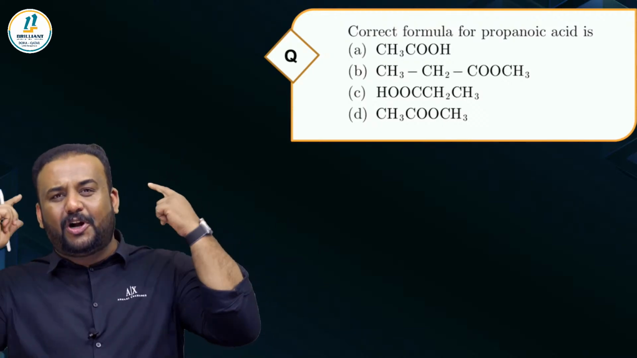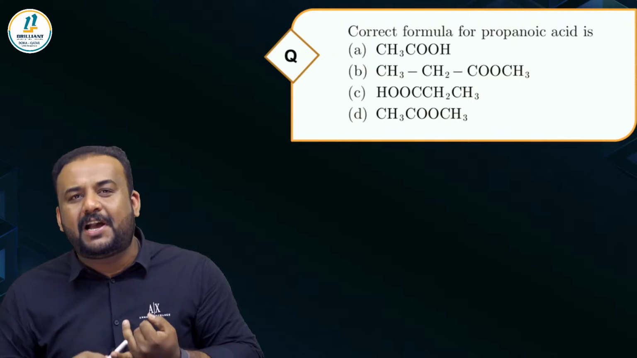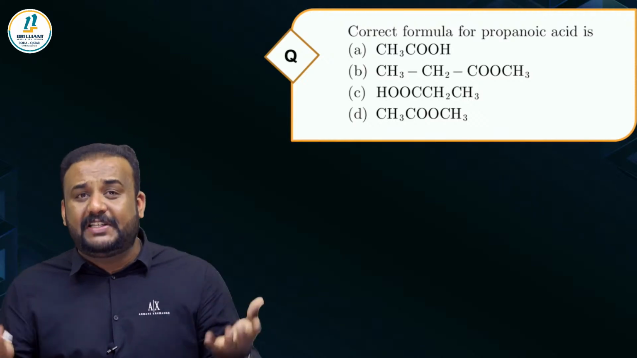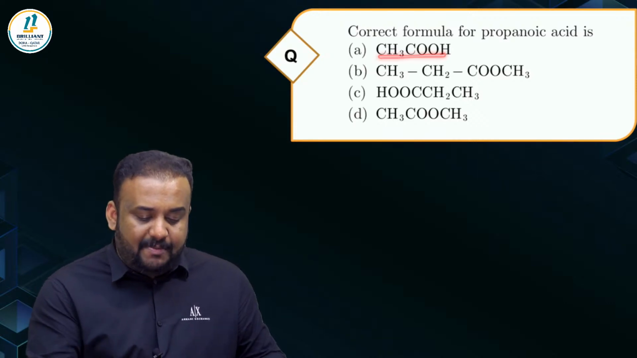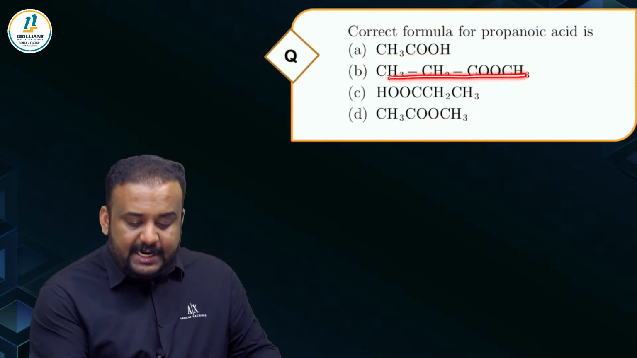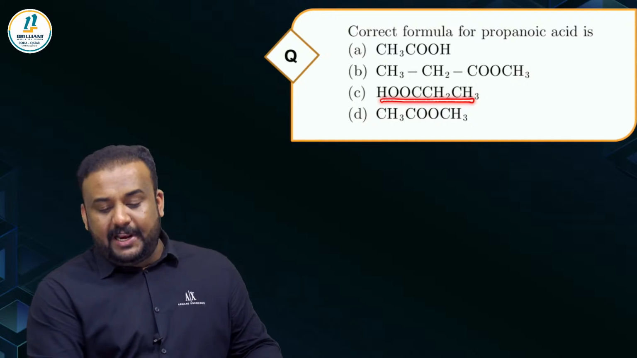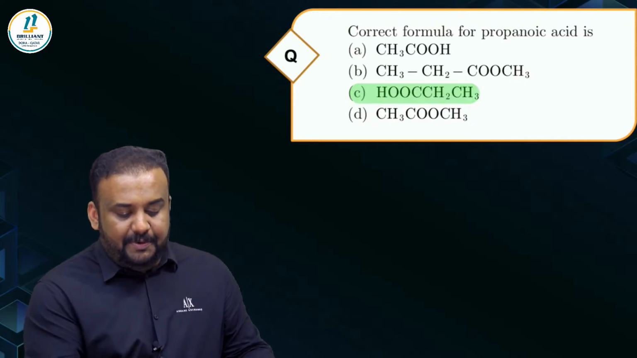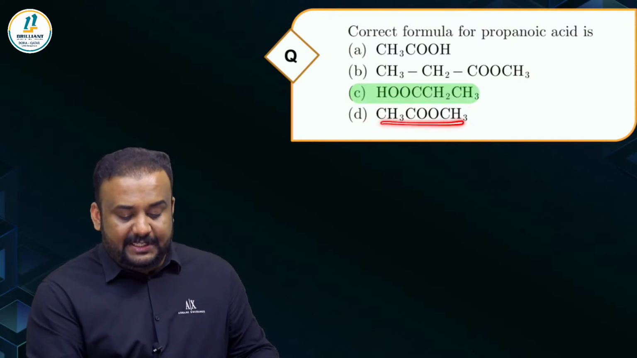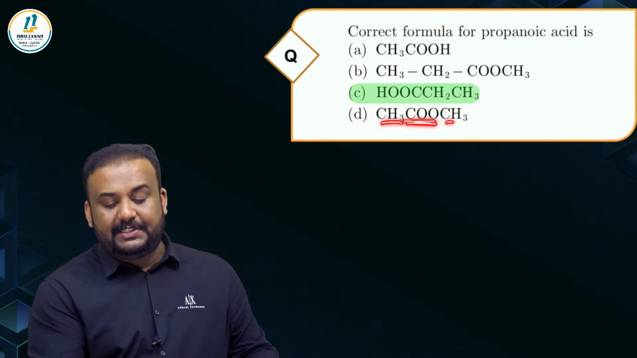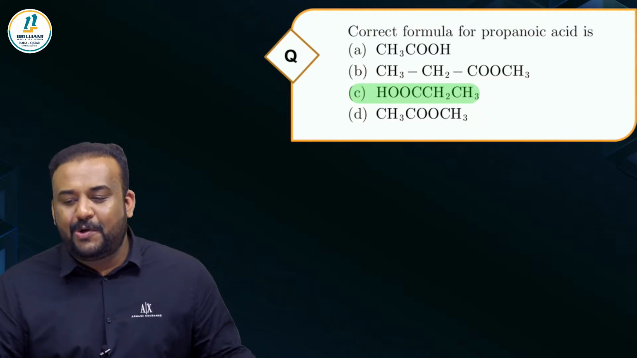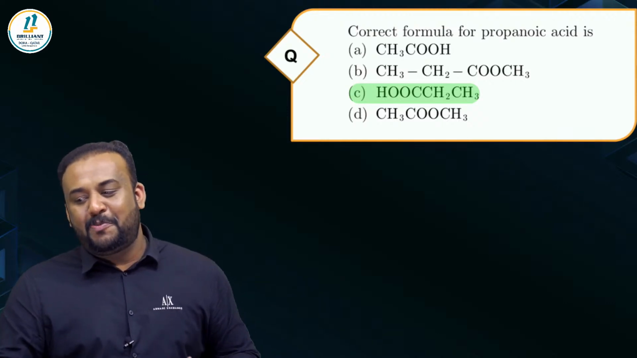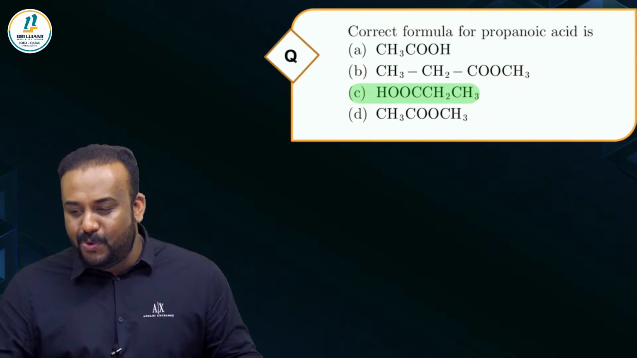Propanoic acid. Your thought process should go like this. Prop means 3 carbons. Oic acid means it should have a COOH group. So look for it. This is having 2 carbon. This is an ester. Then this is having 3 carbon and oic acid. Yes, so that's going to be the option. And this one is having an ester linkage again, CH3COOCH3. So the option is C. See how quickly the answer is coming when your mindset is a little bit tuned up.